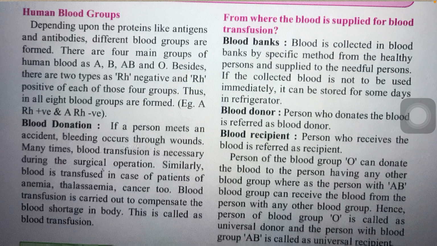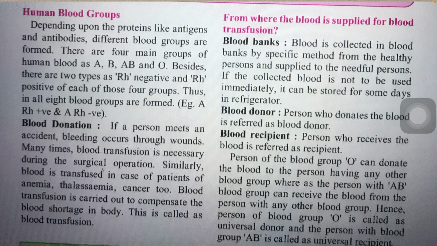A positive, A negative, AB positive, AB negative, like that blood is there, right? Thus, in all 8 blood groups are formed. Example, A Rh positive and A Rh negative. We usually don't use Rh. Instead, we use positive and negative.